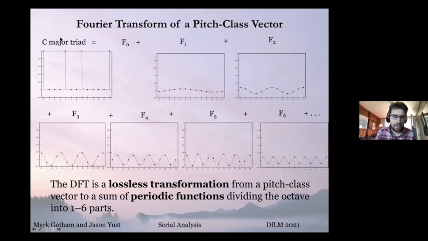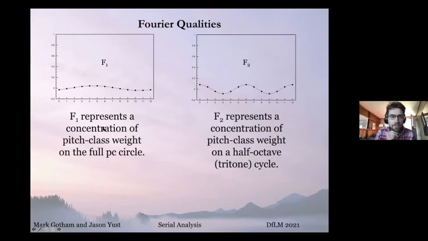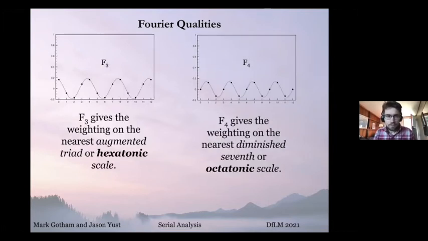Why am I not advancing my slide? Okay. So the first one is going to tell us where the pitch classes are concentrated on the pitch class circle and how well they're concentrated on a pitch class circle. The second one divides the octave into 2. So it's going to tell us how the pitch classes are concentrated on a half cycle, in other words, a tritone cycle. And so this will be particularly large for tritones or things that are close to a tritone, like a 4th or 5th.